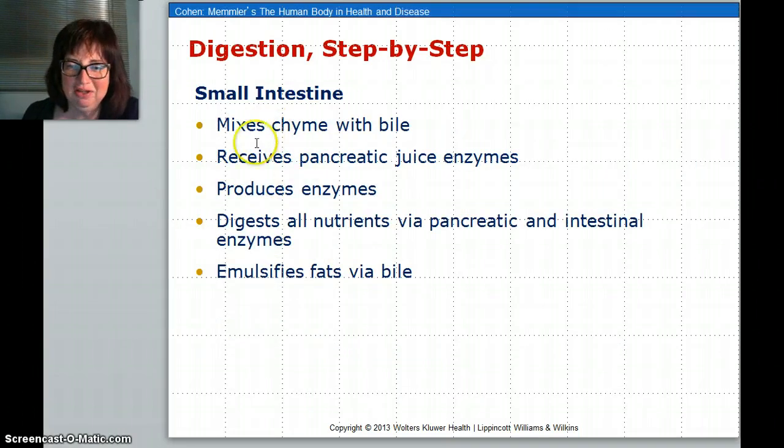When you look into your small intestine, you've got your pancreatic enzymes. You have emulsifying of fat coming from the bile. We'll look at those a little later.